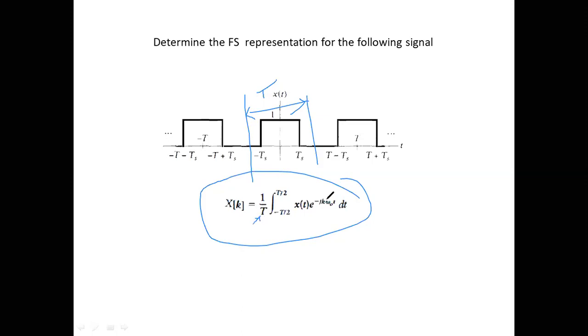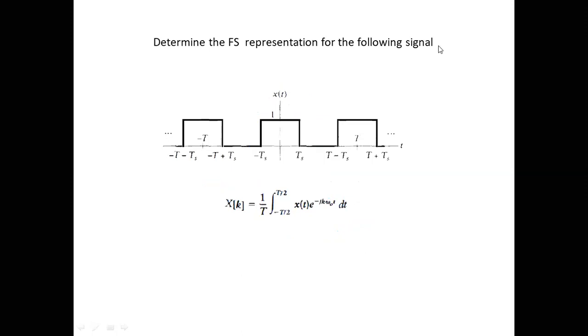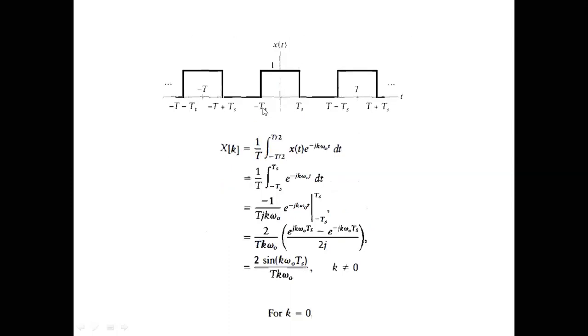Then omega naught is again 2 pi by T. What is the value of x of t, by the way? Then you integrate over all non-zero values. So you get 1 by T, the period, from minus Ts to Ts. There are values here as I said, but they are anyway 0, that is why we integrate from minus Ts to plus Ts. Since x of t is 1, only this is what we will integrate.